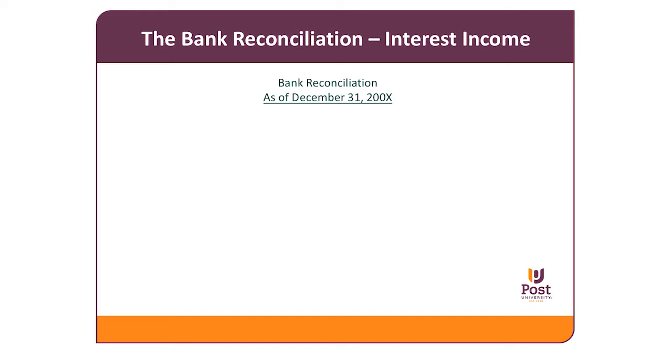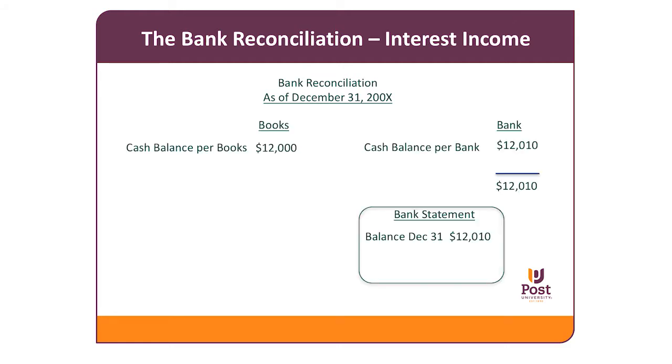When you earn interest on your bank account, most often the bank just puts it into your account. In this example, the bank has credited your account $10 on December 31st, bringing your balance to $12,010. You have not yet recorded it in your books. Therefore, the bank balance is $10 more than your book balance. On the bank reconciliation, you must show it as a plus to your cash. Now we are in balance. $12,010 equals $12,010.